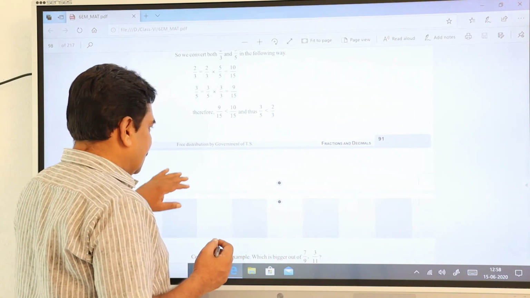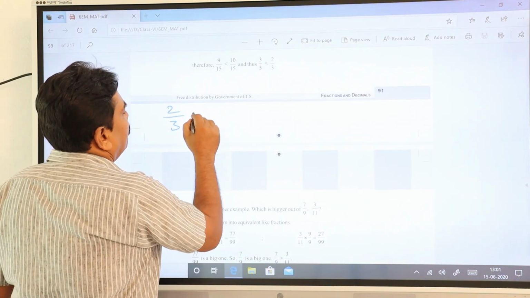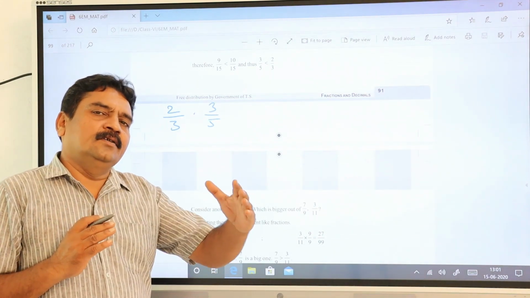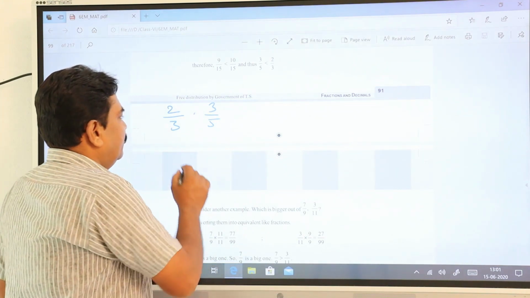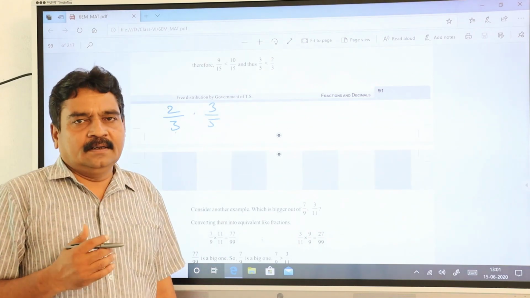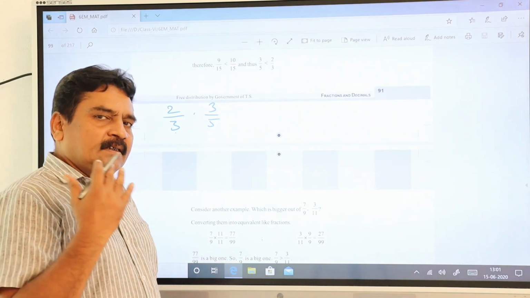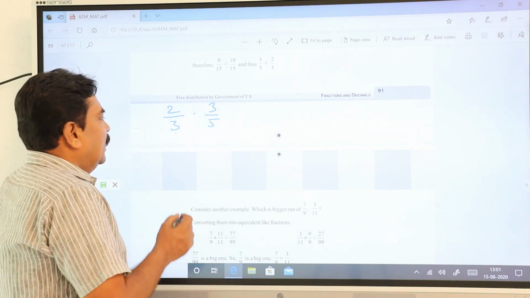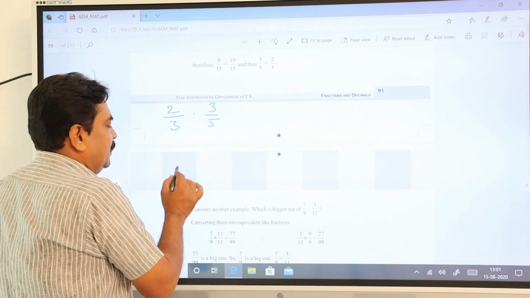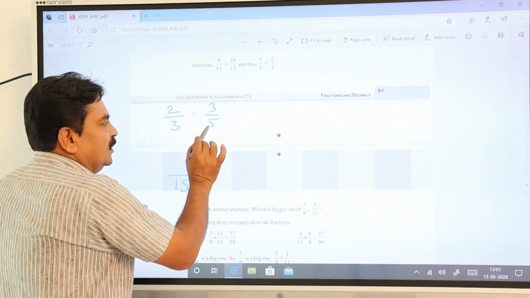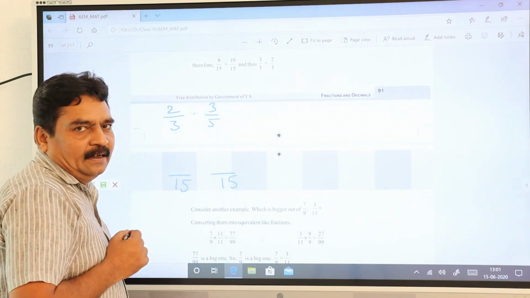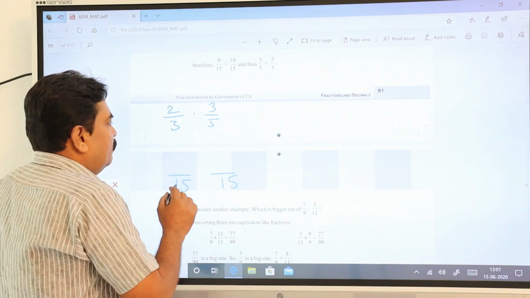Here you have 2 by 3, another one is 3 by 5. I'll just write it down once again. 2 by 3, 3 by 5. Like fraction means the denominators should be equal. Here you have denominator 3 and here you have denominator 5. They are different. So how are you going to make the same denominator? If you multiply 3 with 5, it becomes 15. To this 5, if you multiply 3, it becomes again the same 15. Got it?